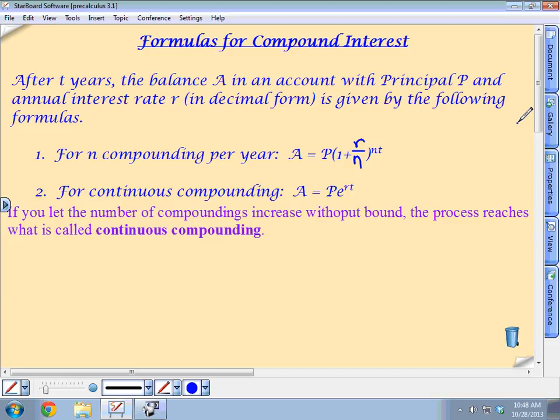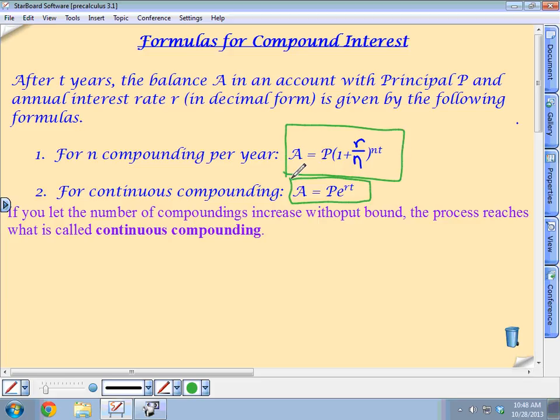Okay? So the idea with this e is that if you continuously compound, if you're constantly compounding, if you never stop, that's where you get this formula for continuous compounding. Amount equals principal times e to the rate times t. And your t is the number of years. If you let the number of compoundings increase without bounds, the process reaches what is called continuous compounding. So those two formulas are really important. That's what you're going to use for most of this section.